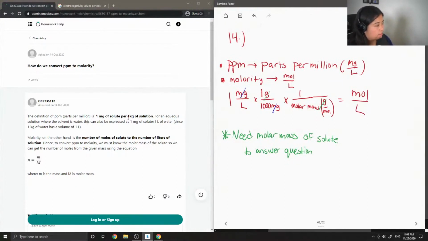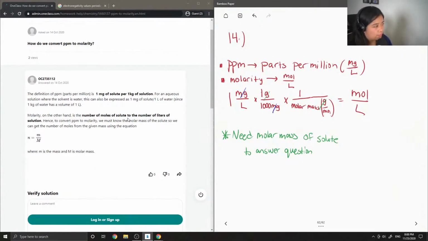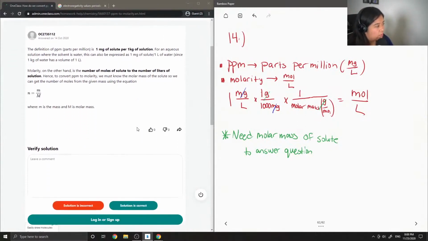Okay, so let's see what the junior tutor said. Definition of PPM, parts per million, is 1 milligram of solute per 1 kilogram of solution. For an aqueous solution where the solvent is water, this can also be expressed as 1 milligram of solute divided by 1 liter of water. Molarity, on the other hand, is the number of moles of solute to the number of liters of solution. Hence, to convert PPM to molarity, we must know the molar mass of the solute so we can get the number of moles from the given mass using the equation n equals m over M.